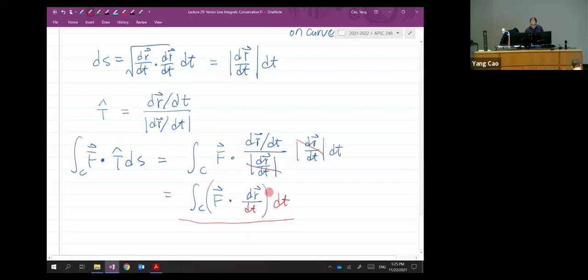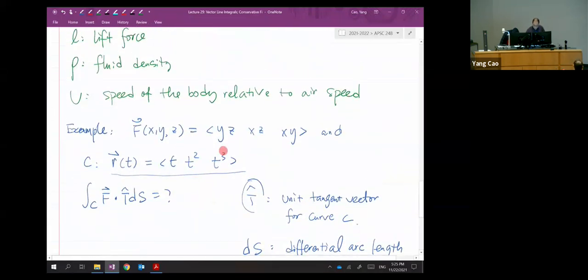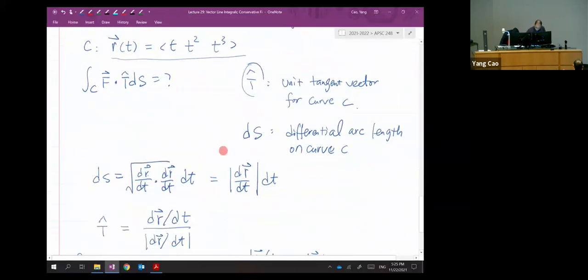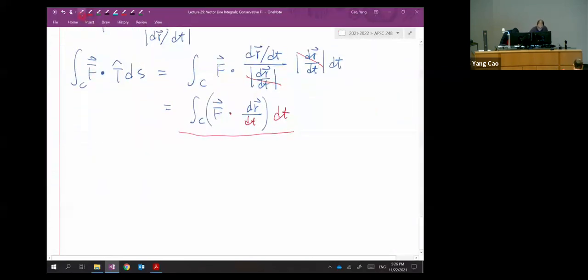Up to here, you have the r, so you can definitely calculate the derivative dr over dt. So the next question is, how do we deal with the f vector? This is where I'm going to use this example to demonstrate the actual calculation. For this example, your r is equal to t, t squared, t cubed. Then dr over dt is 1, 2t, 3t squared. So that's simple.